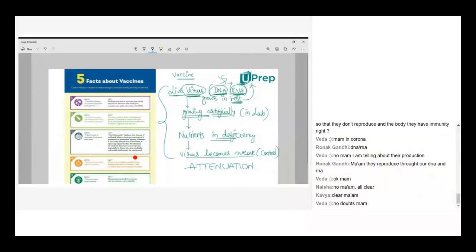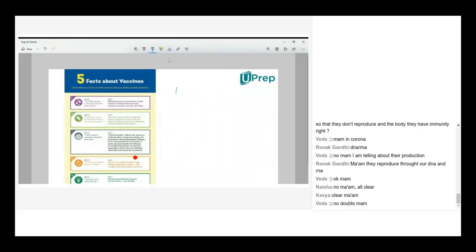Okay, attenuation is the process, and the attenuated vaccine will be given to a healthy person. Now, you are giving a virus to a healthy person. Let's see how the vaccination works. Here, as I said, the polio virus causes the polio disease. Okay. Now, what you are doing? You will give the attenuated polio vaccine.